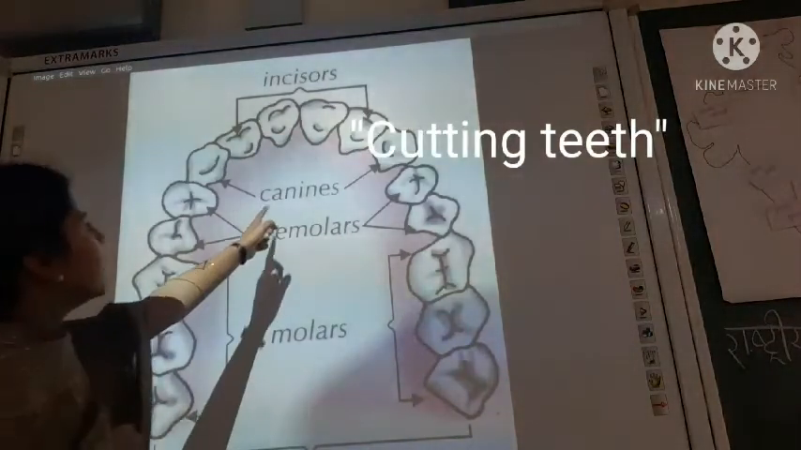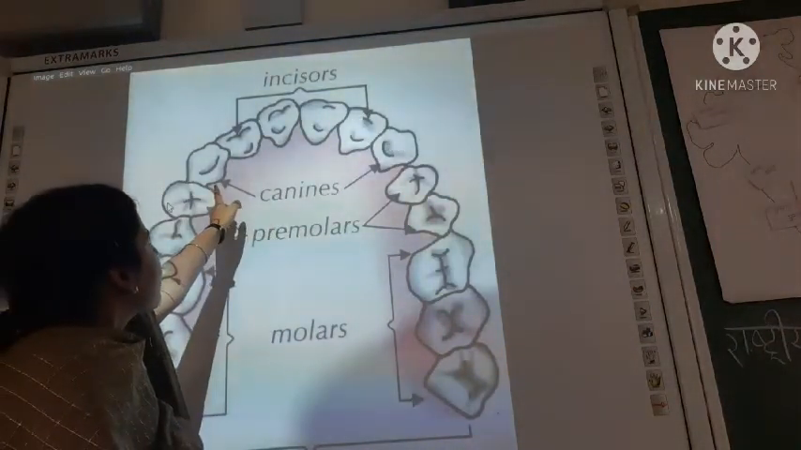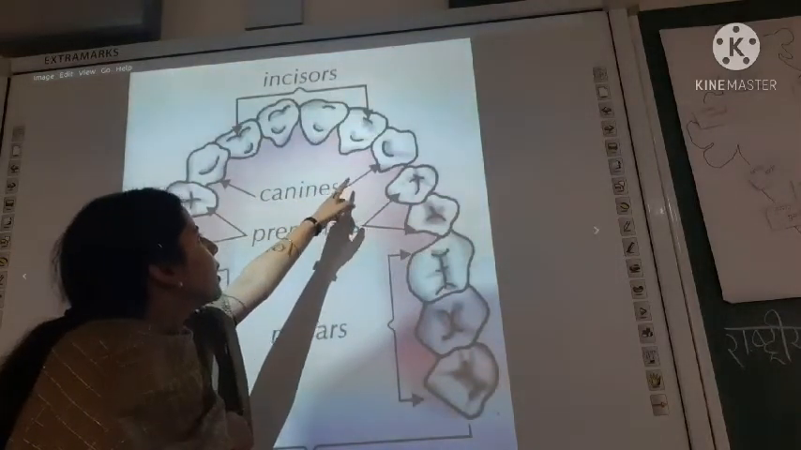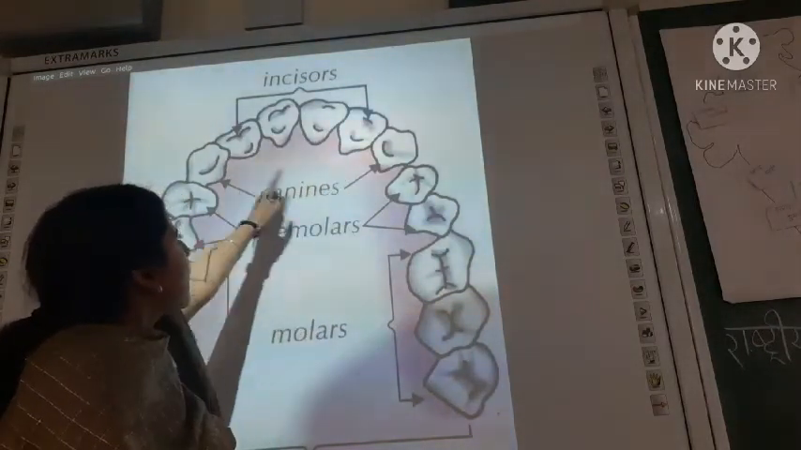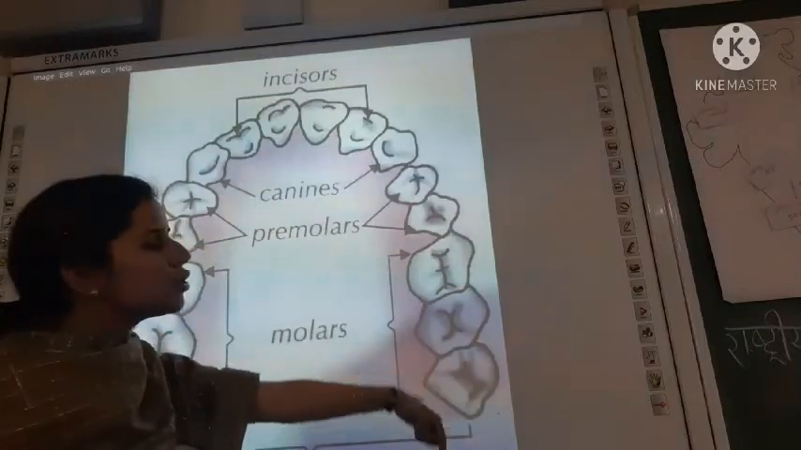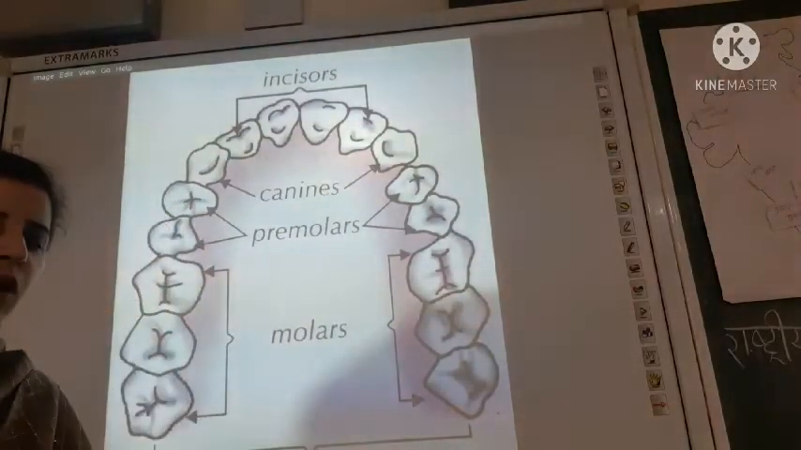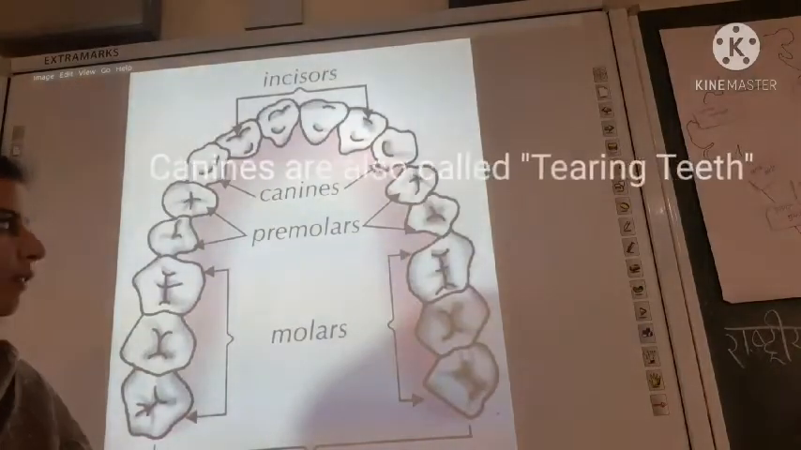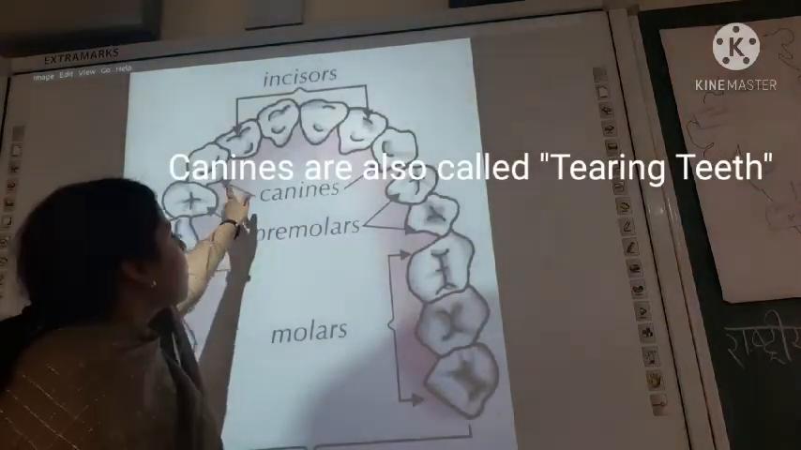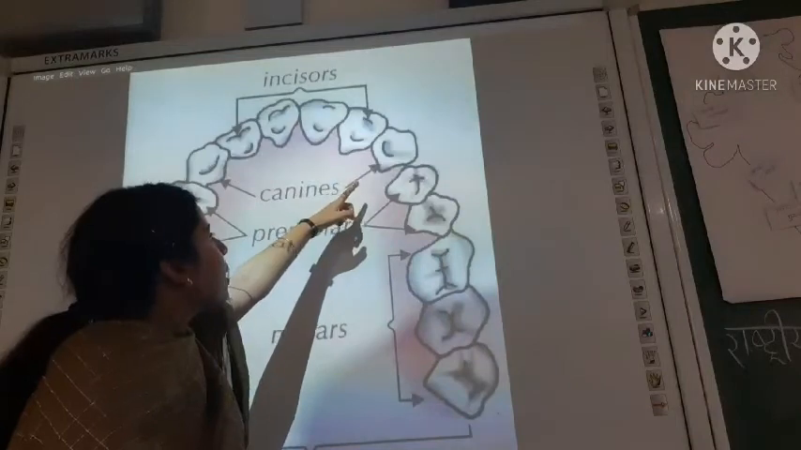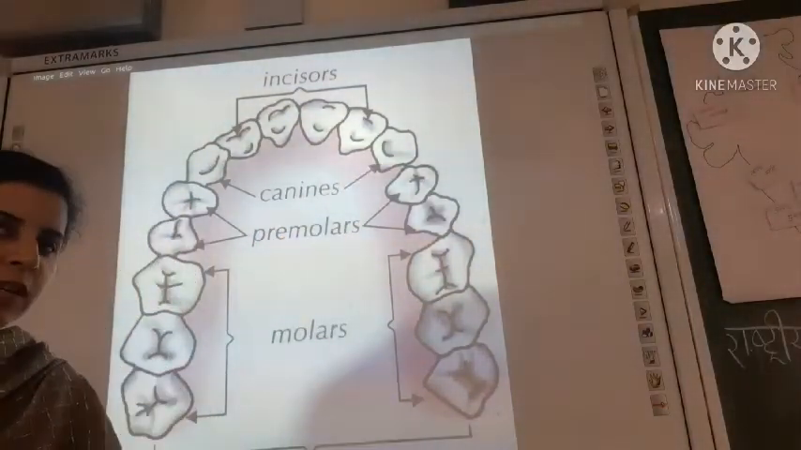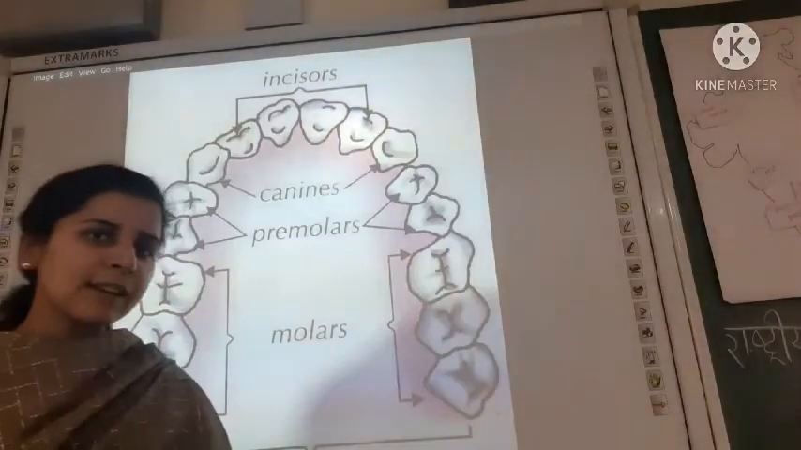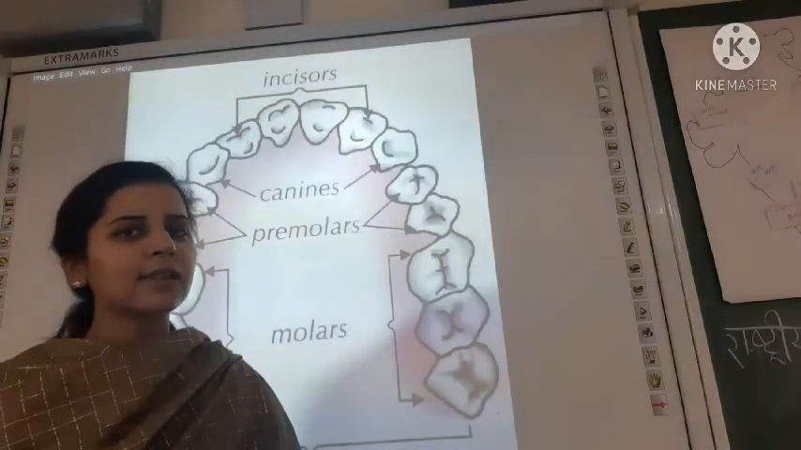Next, canines. There are two canines in each jaw. In the upper jaw there are two canines, similarly in the lower jaw there are two canines. So a total of 4 canines are present in our mouth, right? They are very sharp and pointed. They help us to tear the food. These are sharper and bigger in flesh-eating animals like lion and tiger.